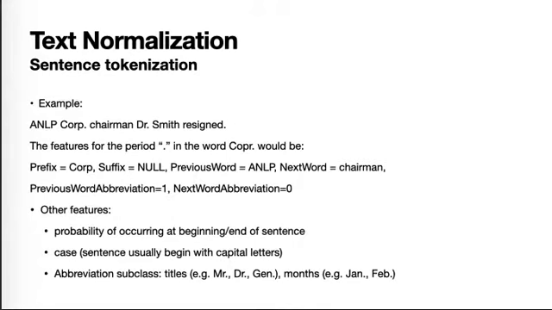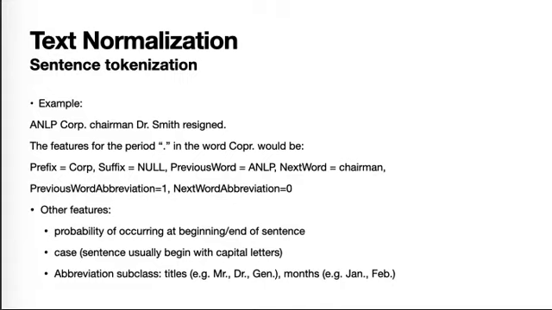So here's an example. For the sentence, ANLP Corporation Chairman Dr. Smith resigned, the features for the period in the word corporation would be: the prefix is corp. There's no suffix, so it's set to null. The previous word, the word that comes before corporation, is ANLP. The next word is chairman. ANLP is an abbreviation, so the previous word abbreviation is set to 1, and chairman is not an abbreviation, so next word abbreviation is set to 0. So these are the features that could be used during training.